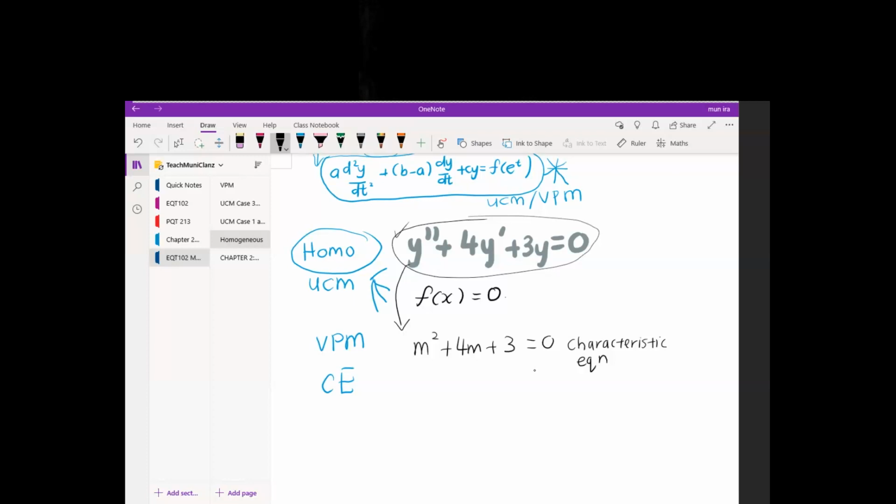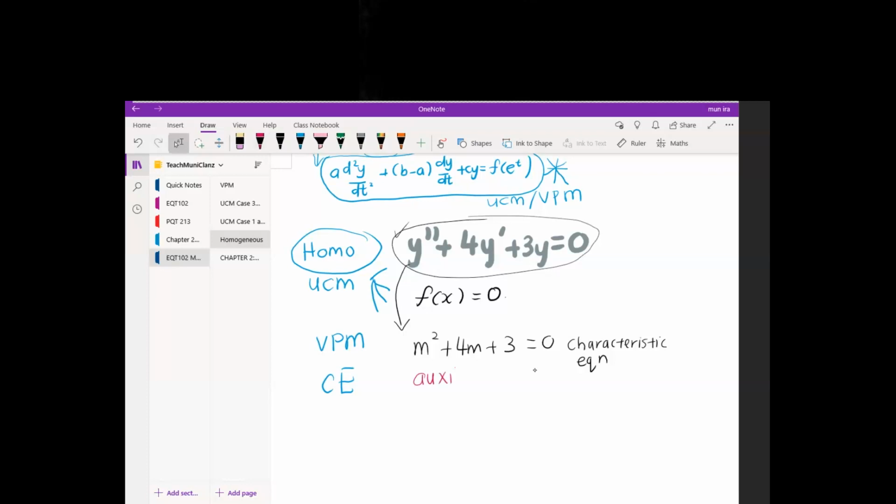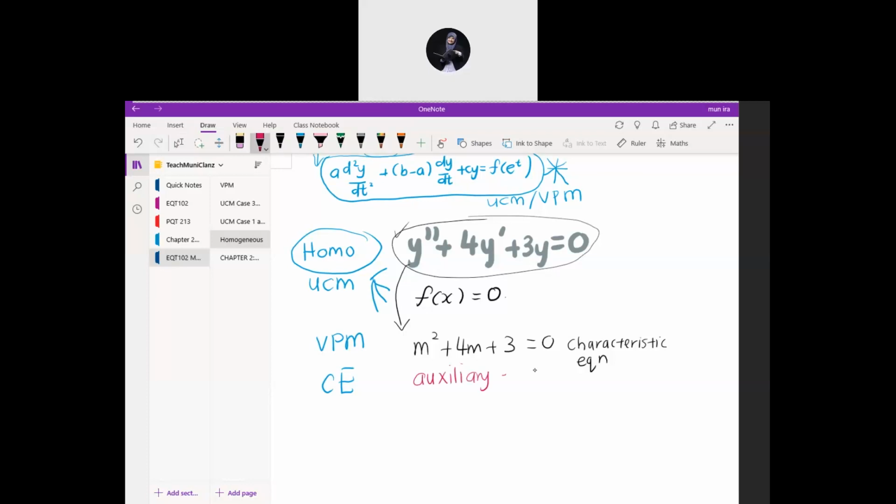Okay, guys. And what is the other name of characteristic equation? Takut nanti bila I ask you the multiple choice question, find characteristic equation. So the other name is this one. I want you to remember this one. I already told you in class. Auxiliary equation. Just the same thing. And then we need to find out the roots. Kan?